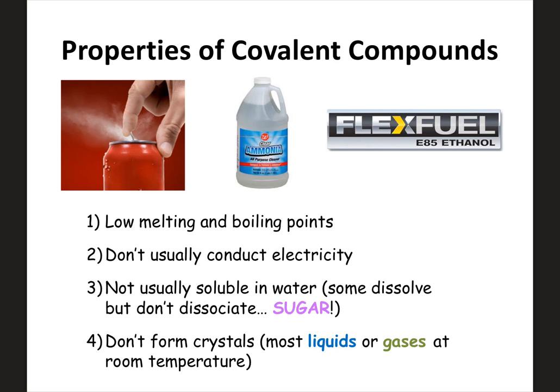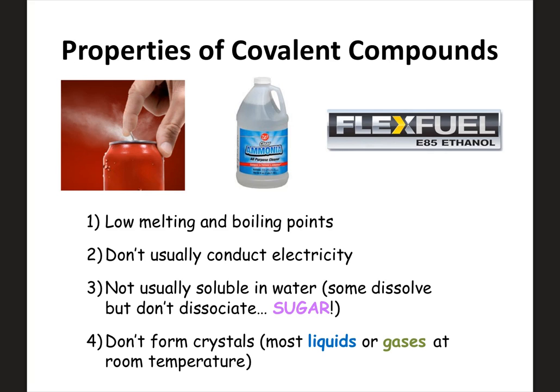A little review of the properties of covalent compounds. Remember, if you know ionic properties, these are pretty much opposite. All right, covalent are going to have low boiling and melting points. They're not usually going to conduct electricity. Typically, they're not even soluble in water, but covalent have a wide range of properties here. So some might dissolve like sugar, but then they're not going to dissociate. All right, they're not going to conduct electricity.